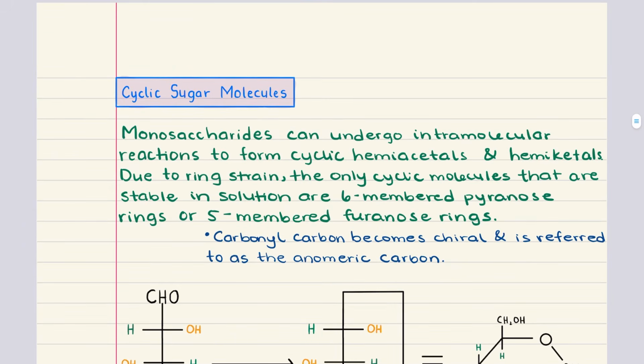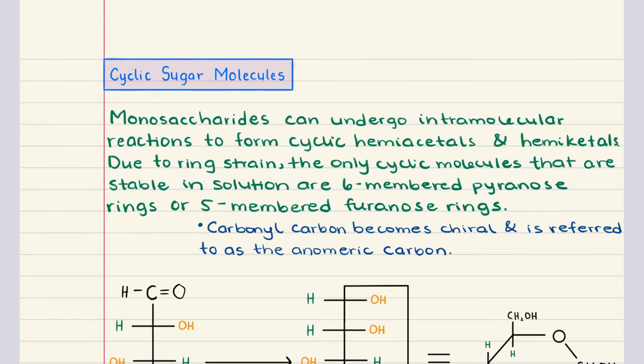and talk about what happens when sugars form cyclic molecules. Because in aqueous solution, that's actually how most monosaccharides exist. Monosaccharides can undergo intramolecular reactions to form cyclic hemiacetals and hemiketals. And when we say intramolecular reaction, we mean a reaction that's happening within the same molecule. This occurs when a hydroxyl group on one carbon acts as a nucleophile and attacks the carbonyl group elsewhere in the same molecule. The result is a folded, closed ring structure.